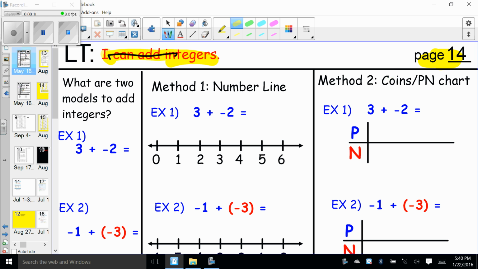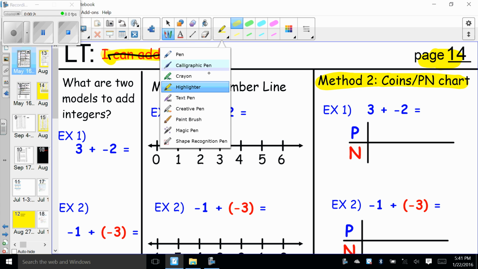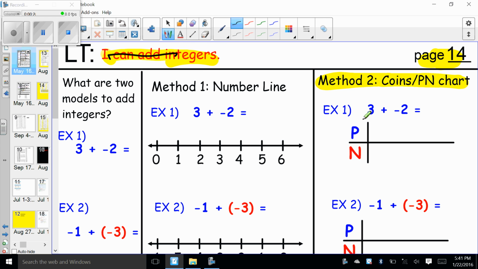We've already talked about the positive negative coin chart. So maybe I'll actually start with method 2 since we've had some experience with that already. So in our positive negative coin chart, we know that we can take our positive coins, think of it like a bank, and we can think of our negative coins as we're taking money out of the bank. So we have a positive 3, 1, 2, 3. We have a negative 2, negative 2. How does that relationship work?